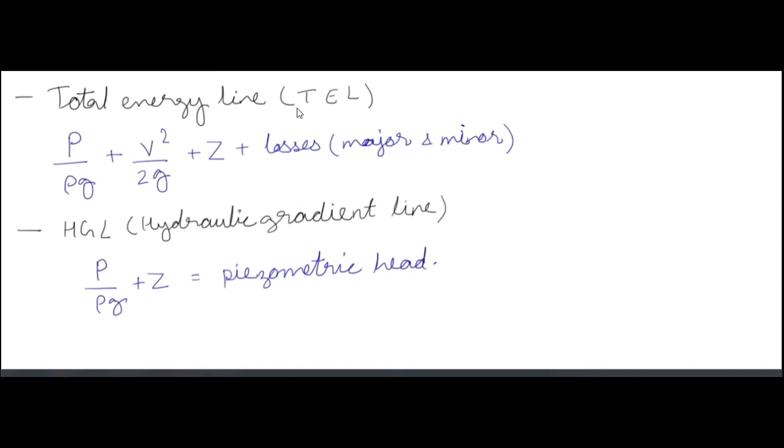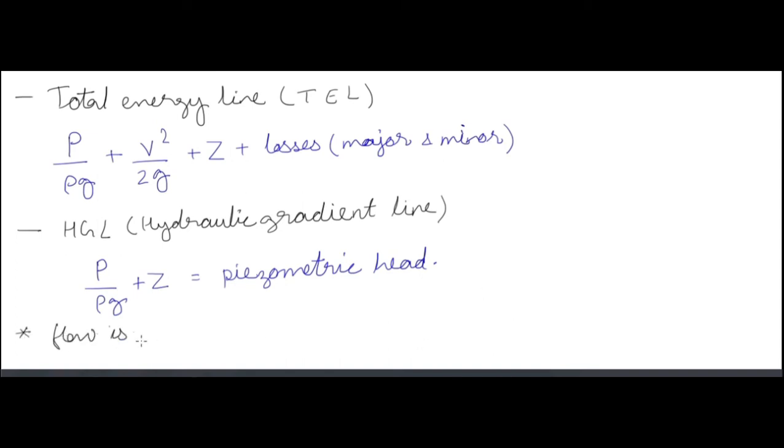Now the hydraulic gradient line is the line joining the piezometric head. Piezometric head is the pressure head plus datum head, or potential head, that is known as datum head or potential head.